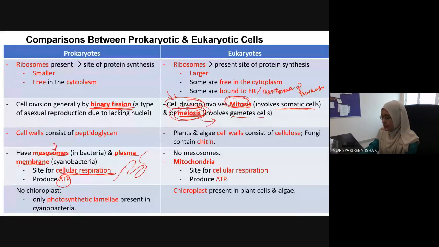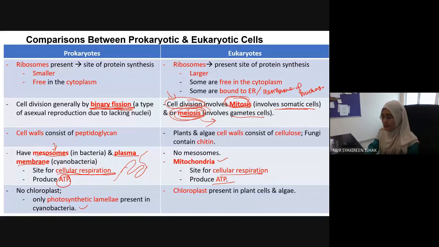Okay, and then for eukaryotes, no mesosome, but they have mitochondria for cellular respiration to occur to generate ATP, energy, energy to do cellular work. And then for prokaryotes, some can carry out photosynthesis, such as the cyanobacteria.